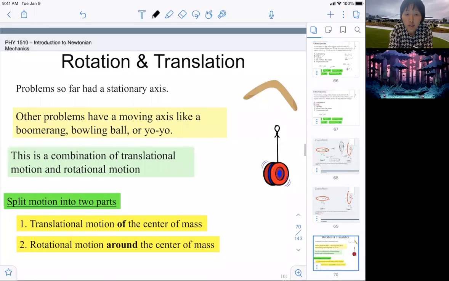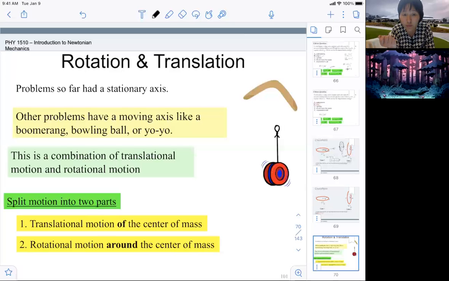Okay, so the problems we've been looking at so far have a stationary axis, meaning that the object is simply rotating in the same place. It's not rotating and moving at the same time. But we have a lot of problems where objects are moving and rotating at the same time, right? Like a yo-yo, like a bowling ball, like a boomerang. Or simply you can take a sphere and let it roll down a ramp.